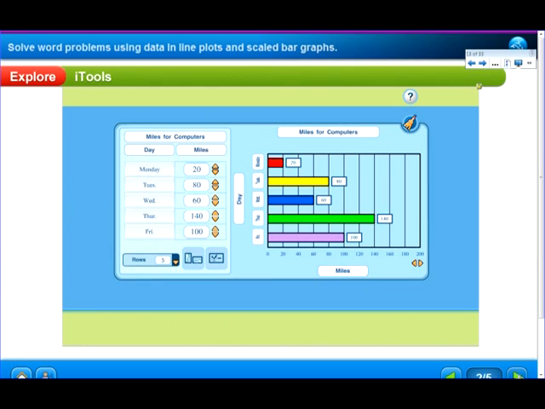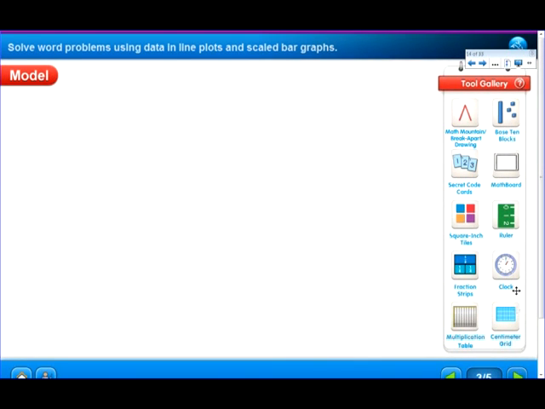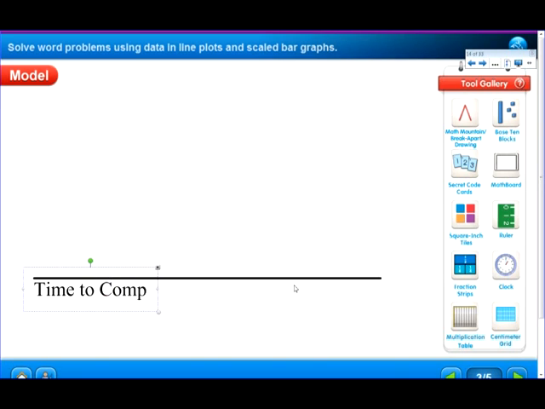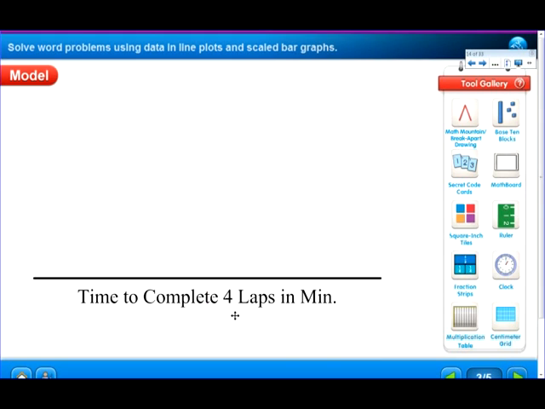And what I want to be able to do is show you how to make a line plot. So what we want to do is make a line, and we're going to say this is time to complete 4 laps in minutes. So pretend you're doing laps in the gym and you want to show how long it took to do 4 laps. Well, we need some data points first of all. So first of all, we need to figure out how long it takes to do 4 laps.